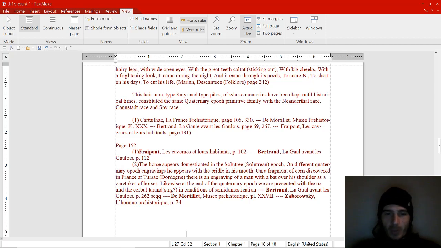Reference 2. The horse appears domesticated in the Solutrean epoch. On different quaternary epoch engravings he appears with the bridle in his mouth. On a fragment of corn discovered in France at Toursac, or Dordogne, there is an engraving of a man with a bat over his shoulder as a caretaker of horses. Likewise, at the end of the quaternary epoch, we are presented with the ox and what I think is the stag, the cerbul terin, in conditions of semi-domestication. And this is according to Bertrand, his book, De Mortale, his book, and Zaborowski, his book.